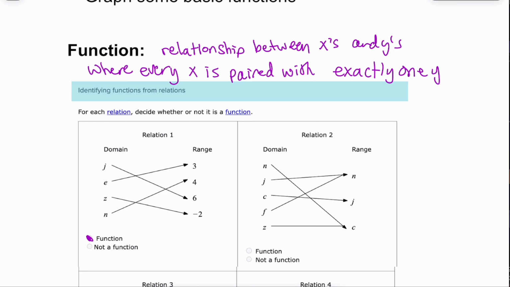Let's take a look at the second one. Let's check each x value. Our domain values are our x's. So our n is paired up once. Our j is paired up once. Our c is only paired up once. Our f is only paired up once. Our z is only paired up once. We don't care that this one was used twice and this one was used twice. Our range could be used multiple times, but every x value in our domain is only paired up once. So there's only one string going out of it. I don't care what it connects to as long as it connects to something. So this would be a function.